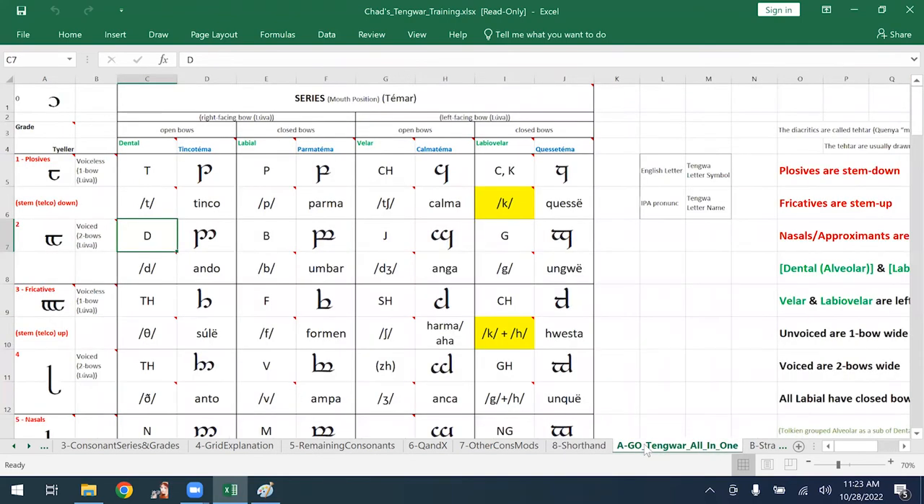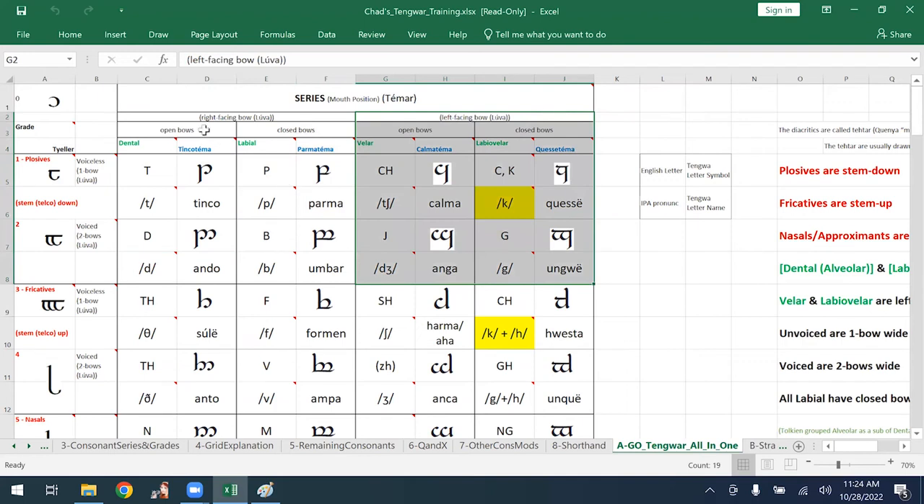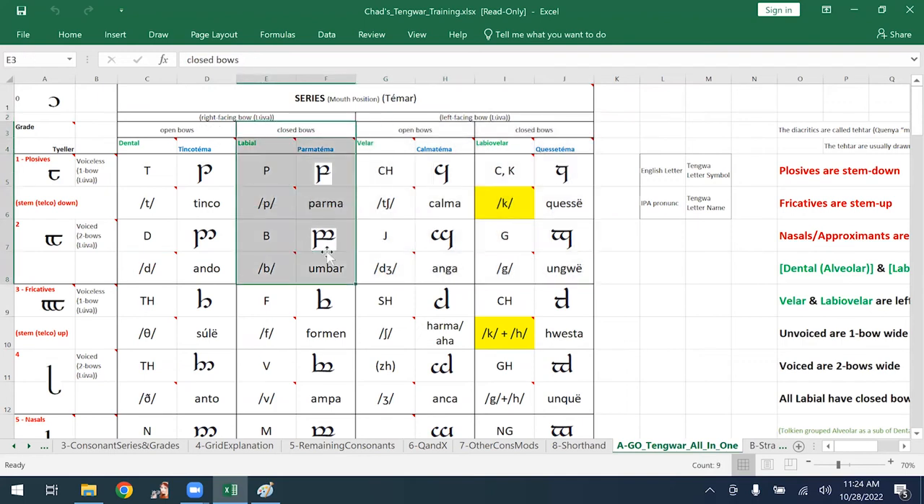Now let's go to the grid. Here's the grid with every single thing we've been talking about thrown together. You've got the series, which is your mouth position, which Tolkien called Tema. And then all of these are right-facing bows. All of these are left-facing bows. The labial and labiovelar, since they both have the labial in there, they are closed. The ones that aren't labial are open lúva bows.